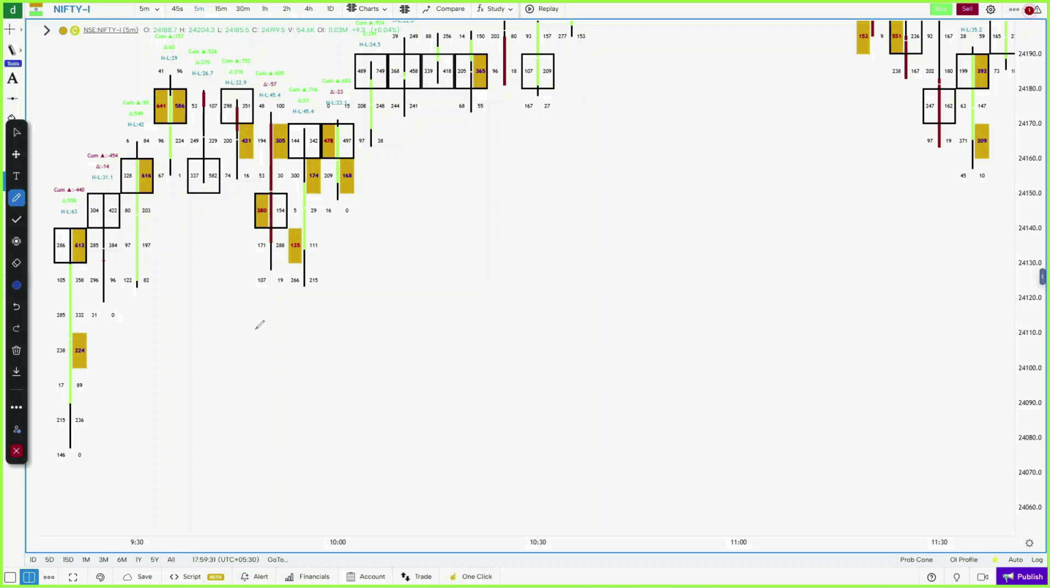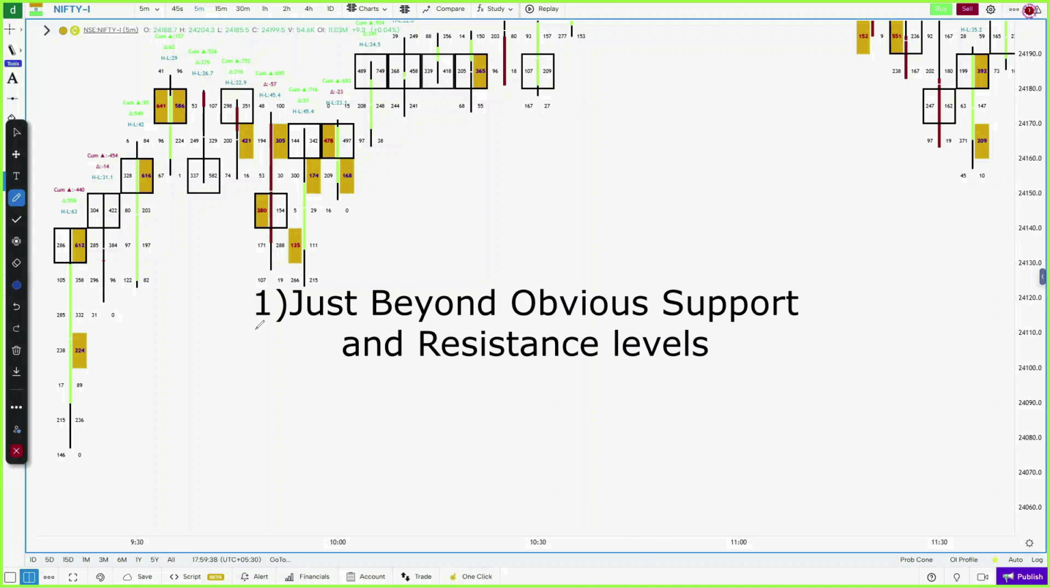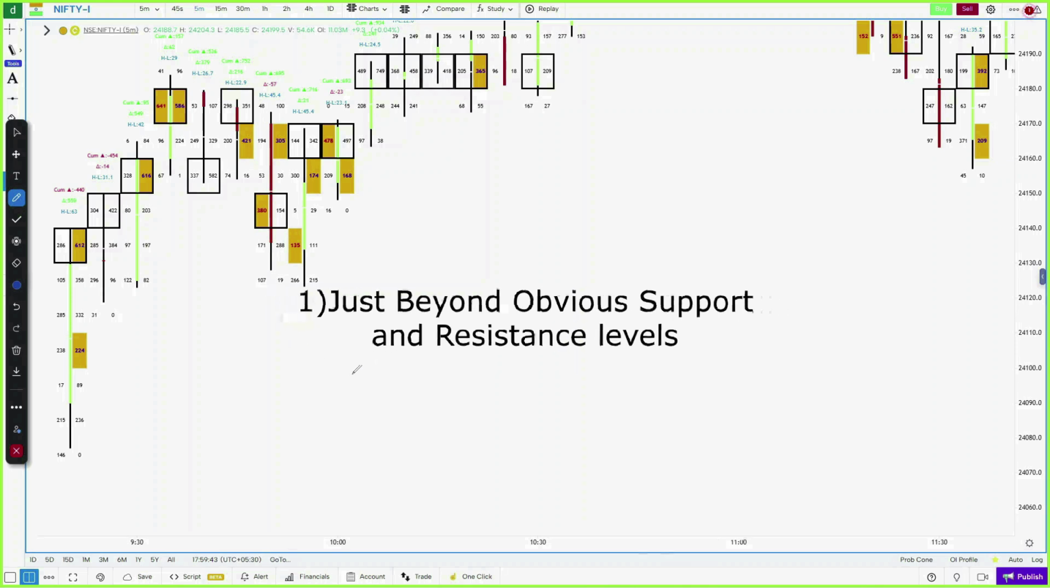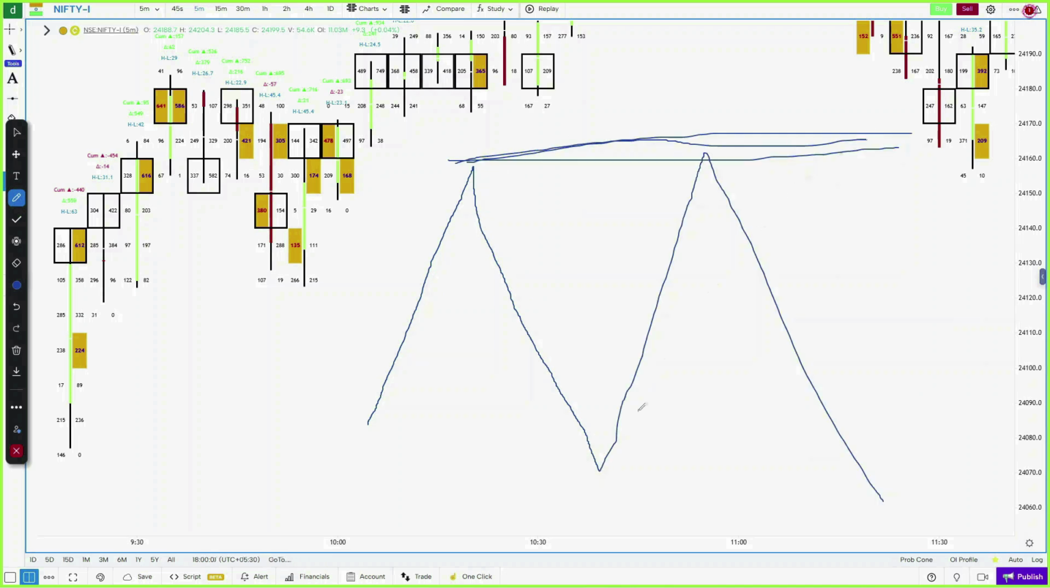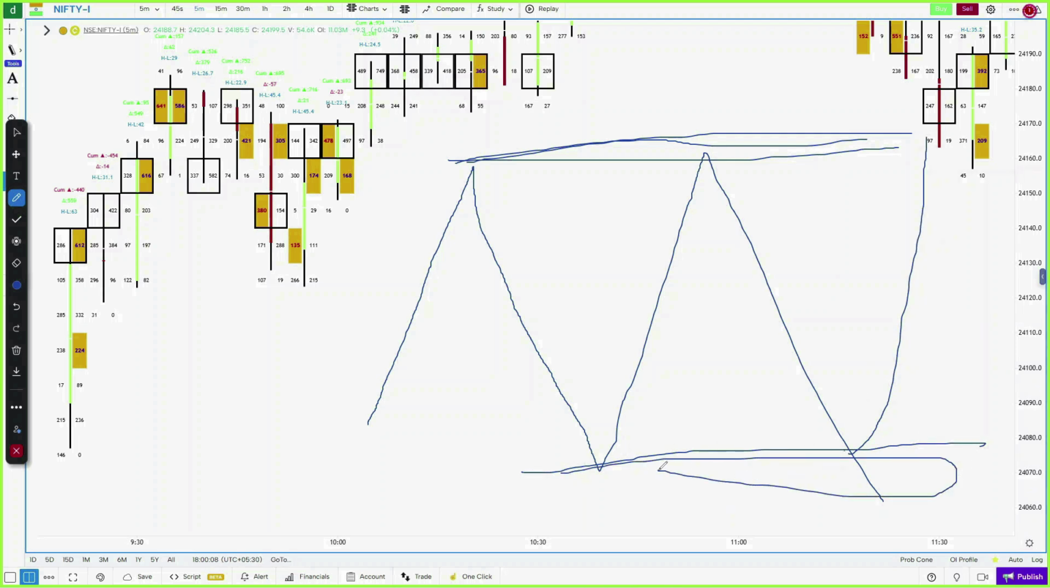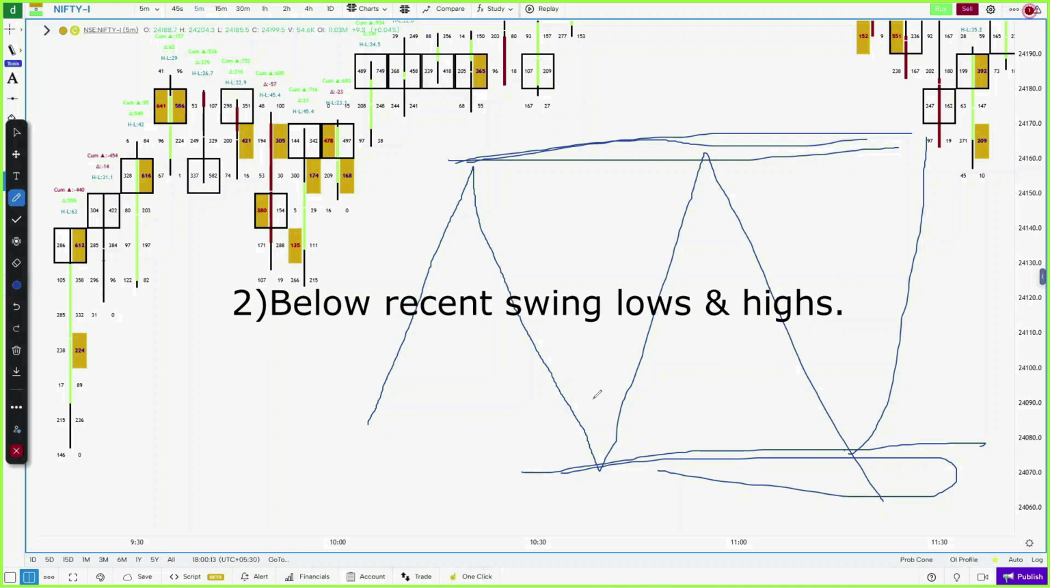These big players generally target three main areas for liquidity sweeps. First one is just beyond the obvious support and resistance levels. So what are obvious support and resistance levels? It will generally be previous highs, previous lows, or if the market is in a bigger consolidation, these highs we can call resistance, and these lows we can call support levels. Around these areas there is a good possibility for liquidity sweeps.